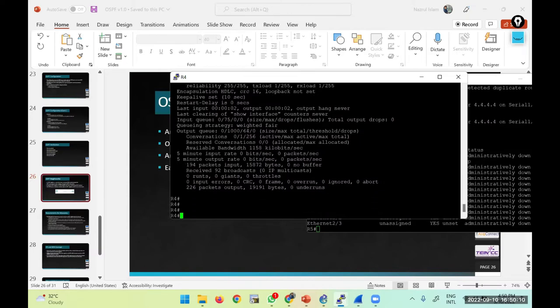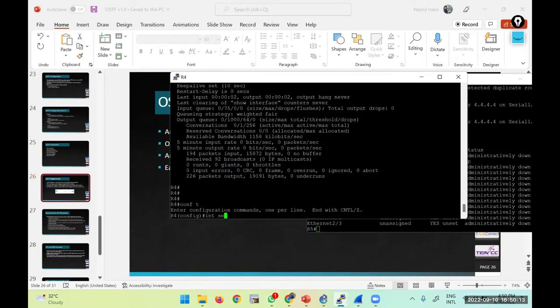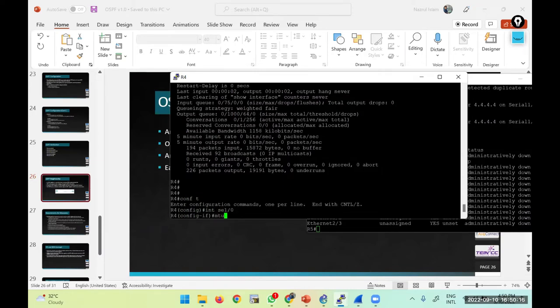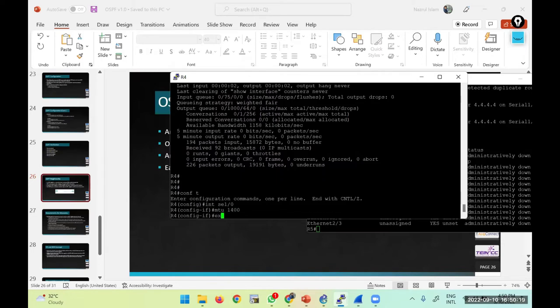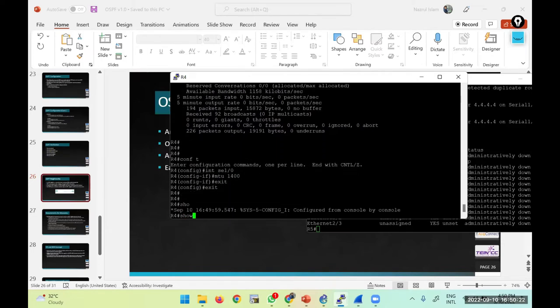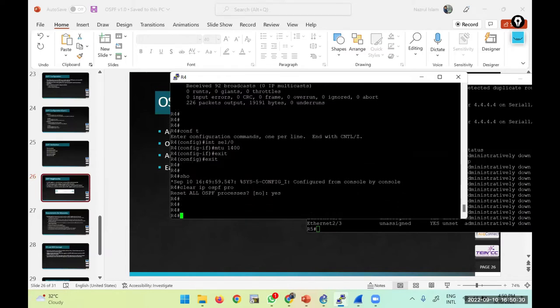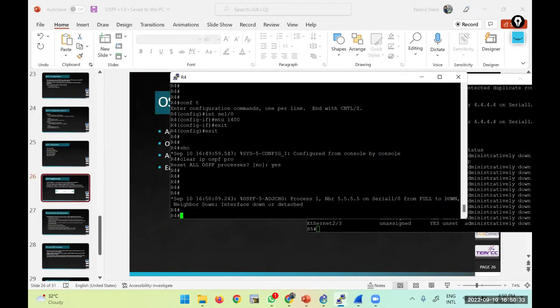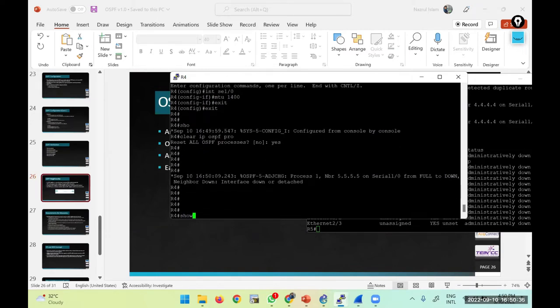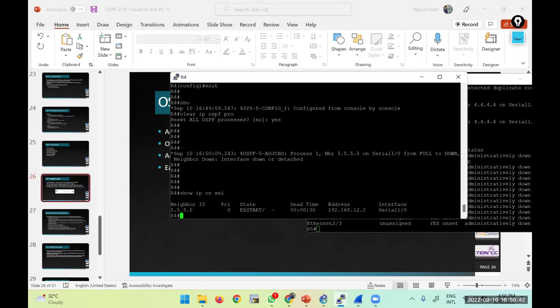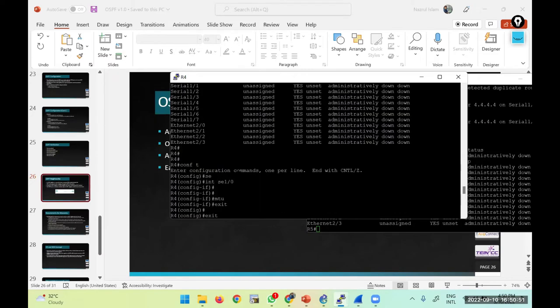So if we now change the MTU on R4, we have to go under the serial interface, serial 1/0, and MTU is 1400. Now see the result. Clear IP OSPF process. So if we check the neighborship, show IP OSPF neighbor. As I said, when the issue is related to the MTU, we'll find the ExStart stage. So earlier it was in full, right?